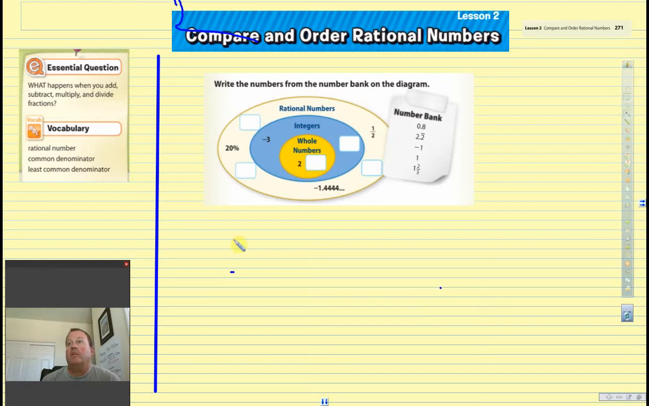Compare and order rational numbers. If you are following along in your book, you will find us on page 271. So go ahead and turn to page 271. You could pause this video at any time.